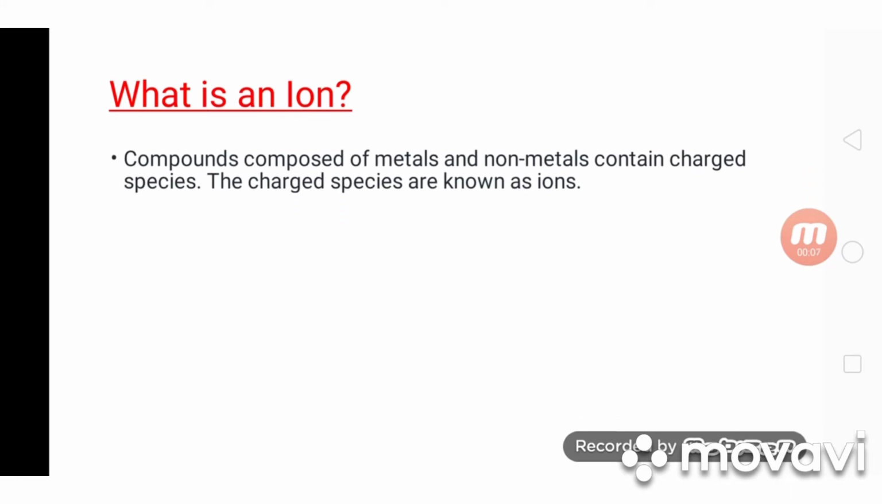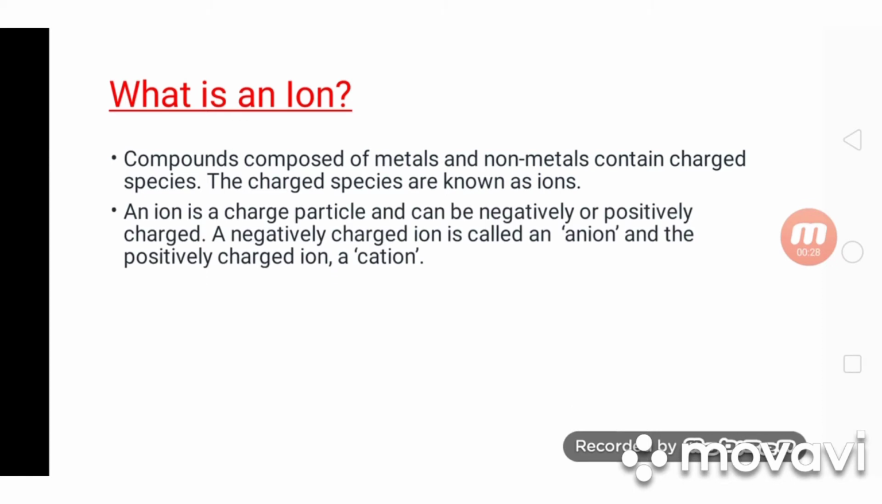Let us now discuss what exactly is an ion. Compounds composed of metals and nonmetals contain charged species, that is, they possess some sort of a charge, either positive or negative. The charged species are known as ions. An ion is a charged particle and can be negatively or positively charged. A negatively charged ion is called an anion and a positively charged ion is called a cation.